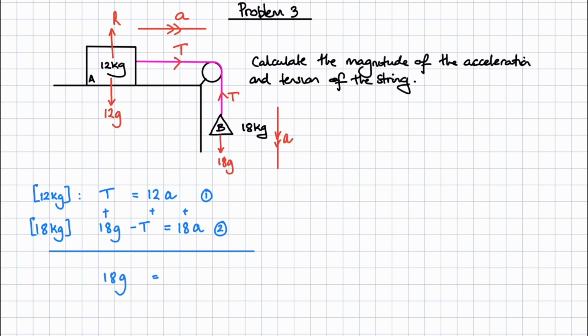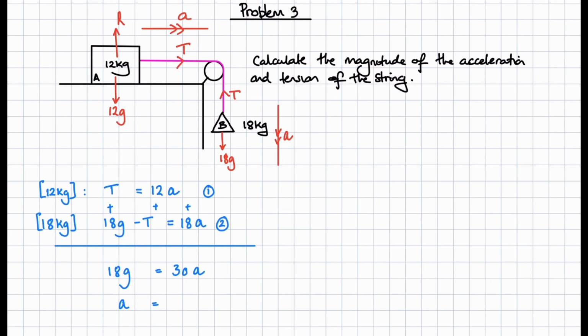And that's going to be equal to 30a. And using your calculator, we can calculate the magnitude of the acceleration, which works out to be 5.88 meters per second squared.